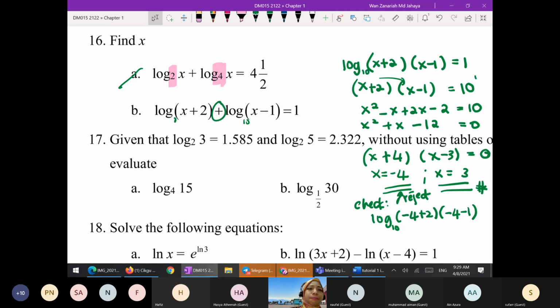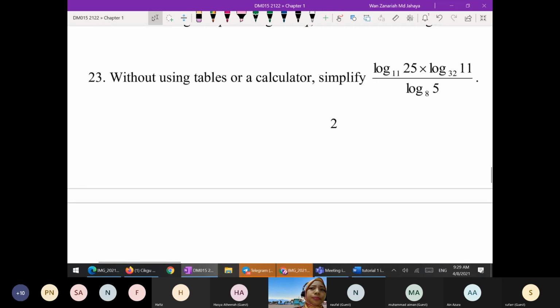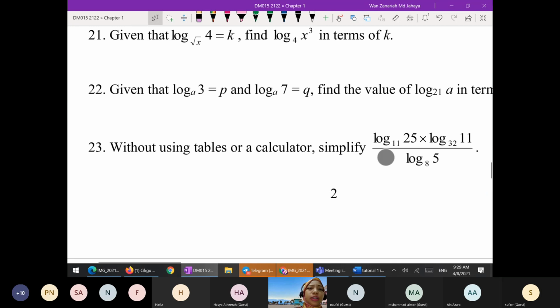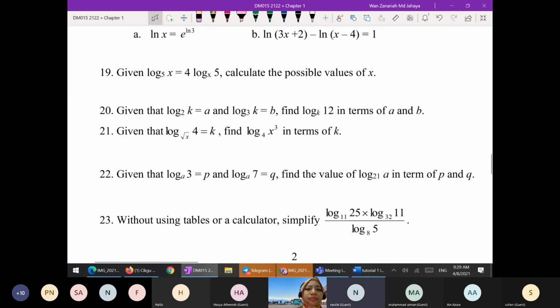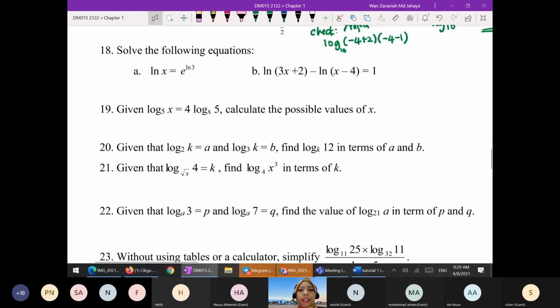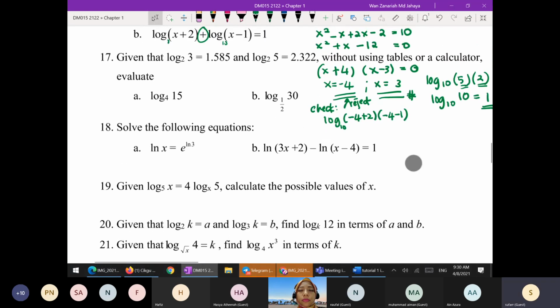Okay, next question. Until 23. Fine. Madam tak dengar. Okay, so lagi nombor berapa lagi ada masalah? 18B, madam.